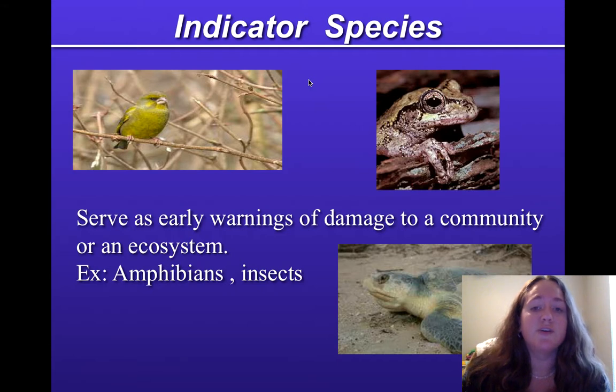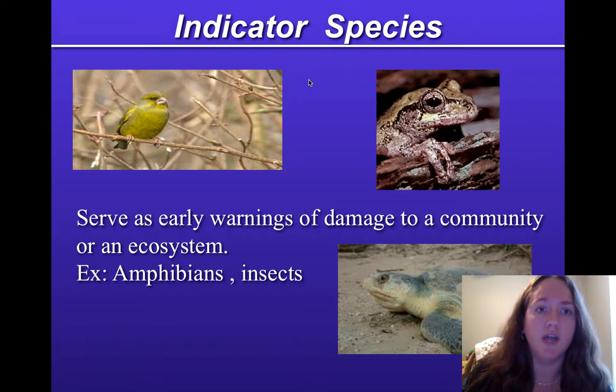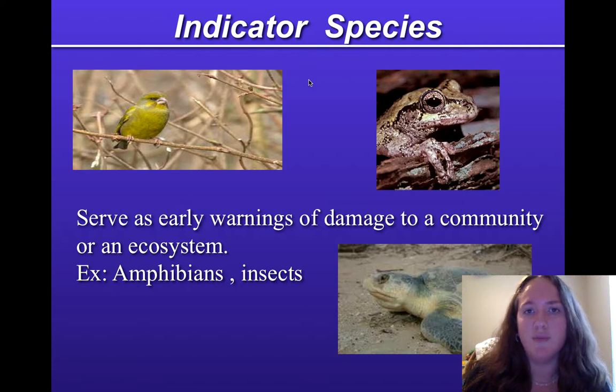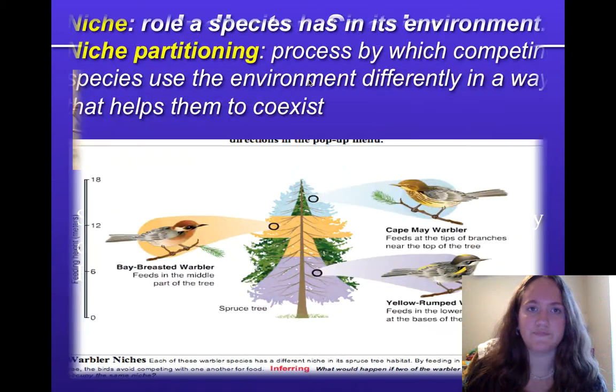Indicator species serve as warnings to damage, like pollution and things like that. They tend to be insects, amphibians. When looking at water quality, we look at little macroinvertebrates, things like the water penny, the leech, organisms like that. Think the canary in the coal mine. So when people used to go mining for coal, they would bring a canary in there, and if the bird died, then you knew that something was going on and the people should get out as well. So that's kind of what's happening with indicator species. They tell us that something is wrong in an ecosystem.